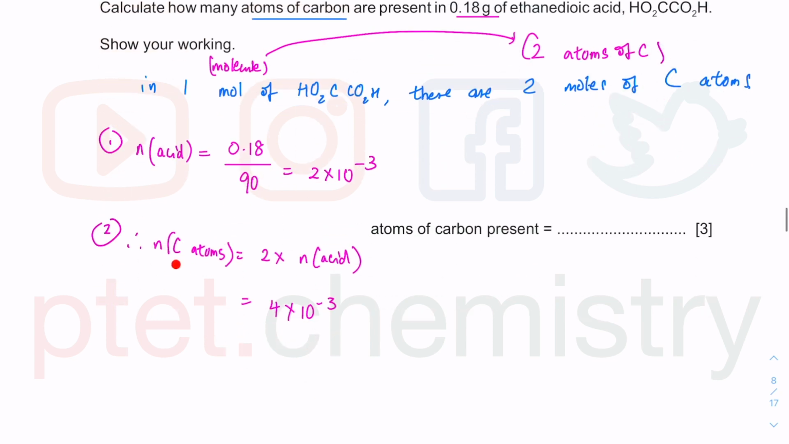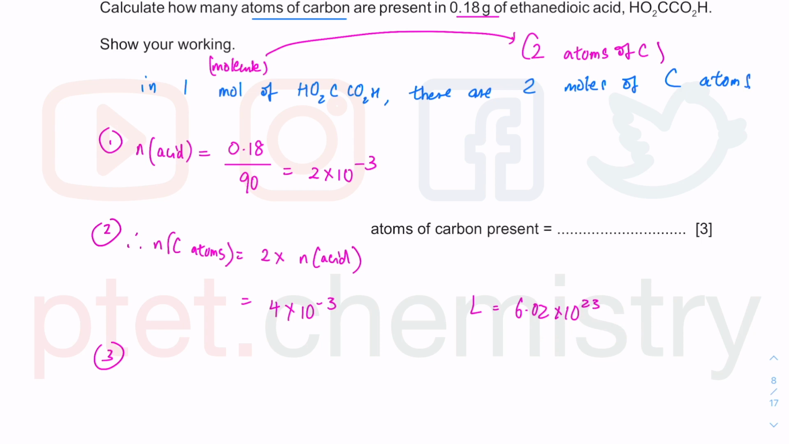When I have the mole of carbon atoms, I need the actual atoms of carbon. I need to relate this to the Avogadro constant. Avogadro constant, L, equal to 6.02 times 10 to the 23 particles. Could be atoms, could be ions. In this case, it's atoms. And this number is stated in your syllabus as well. That's why they don't give it to you here in the question, because you're supposed to know it, right?